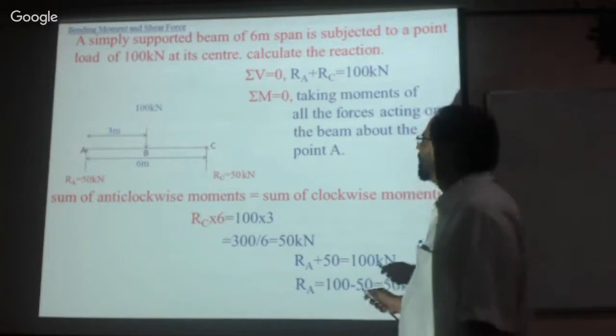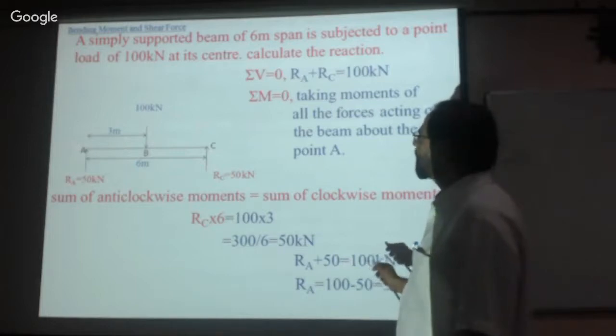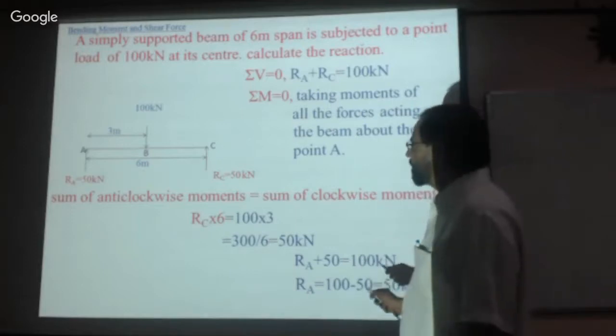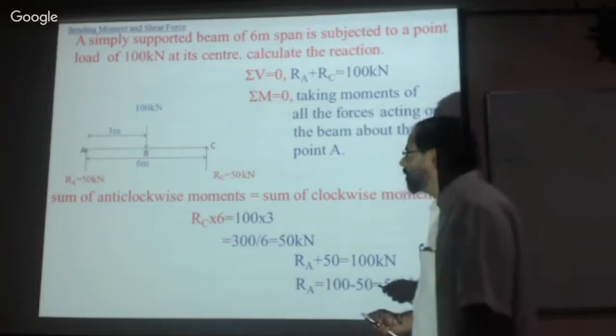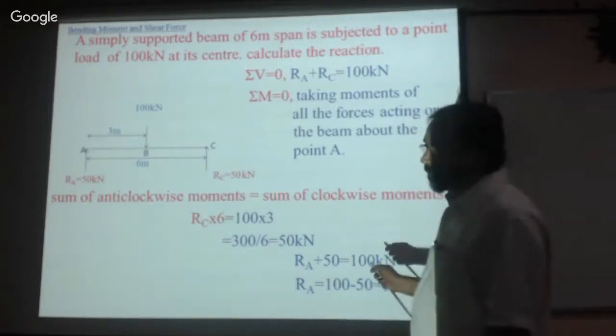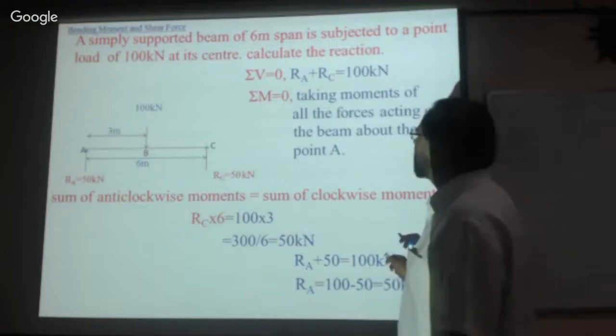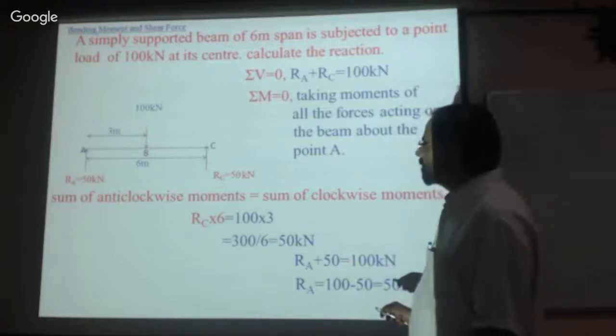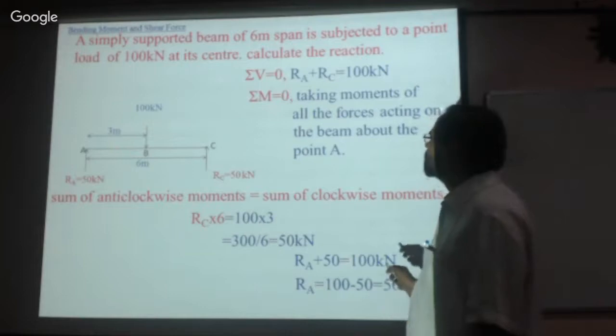Now to calculate the support reactions Ra and Rc, let us use the second condition of equilibrium, sigma H is equal to 0. We have not used that because there is no horizontal force acting on the structure. Now let us use the third condition of equilibrium, sigma M is equal to 0. The algebraic sum of all the moments of the forces in the beam system is equal to 0.